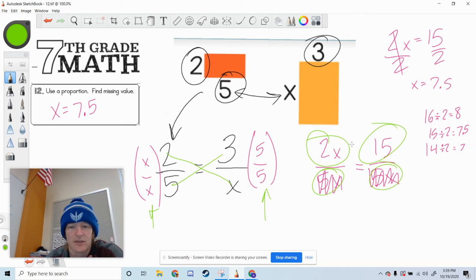So we just set those two things equal to each other. So 3 times 5 is 15, 2 times x is 2x, and we just set those equal to each other and solve. Got it.